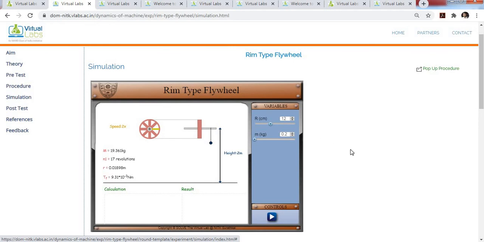Next, under the control button, you have to click the play button. The flywheel starts to rotate. The mass of the metal ball will fall to the ground. The flywheel does not stop immediately. It takes time to come to rest. That is, it takes some time to stop the flywheel.